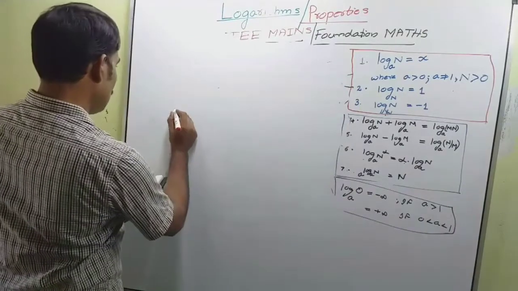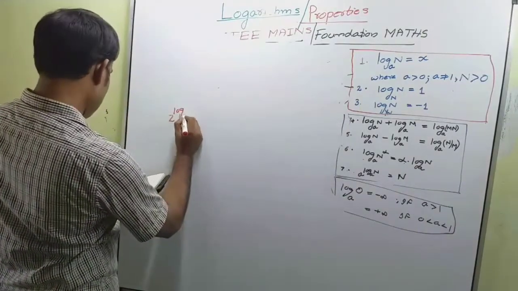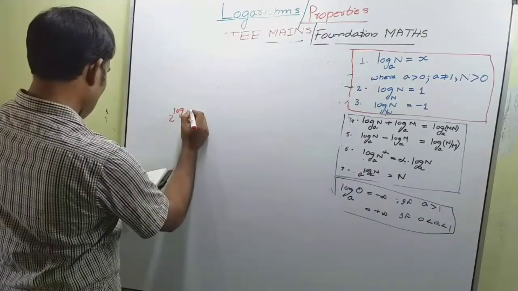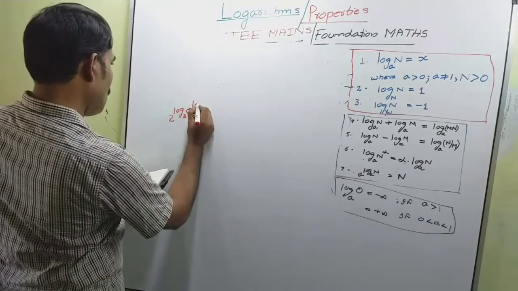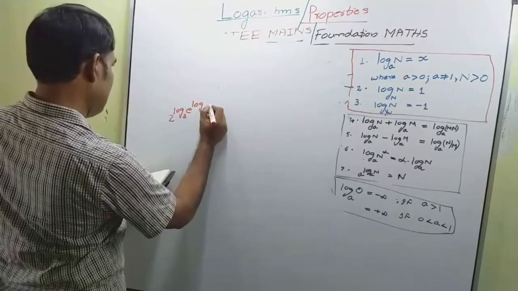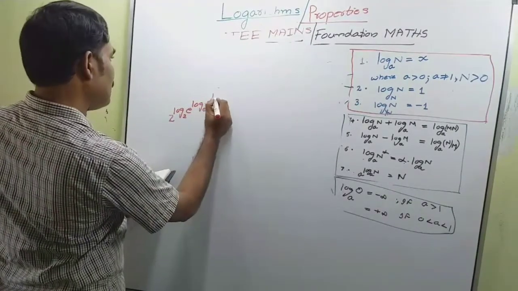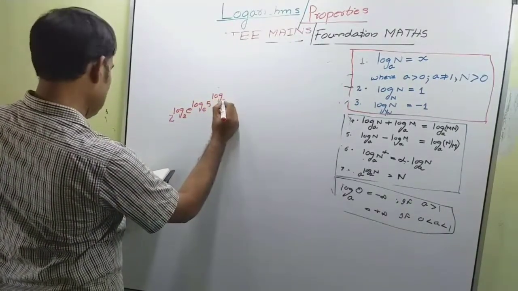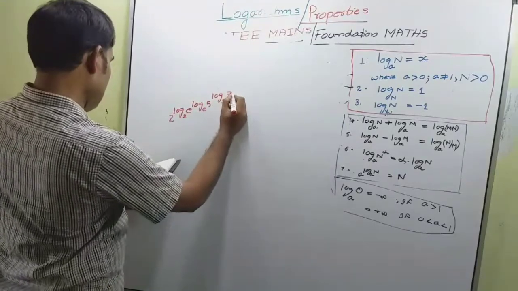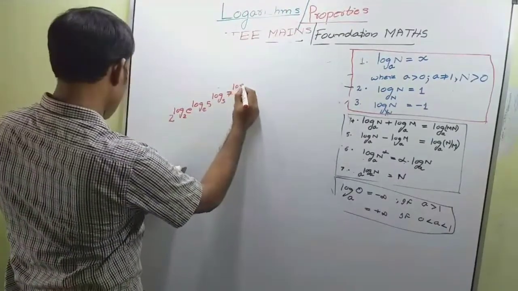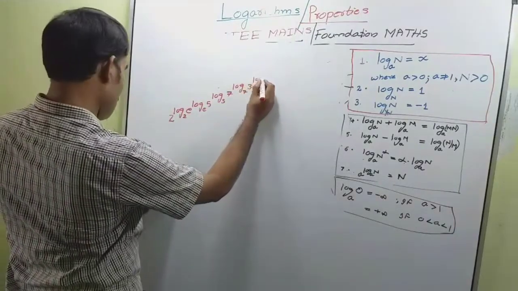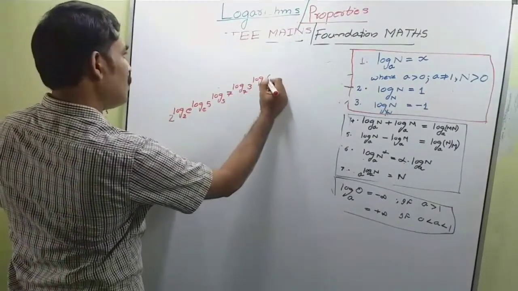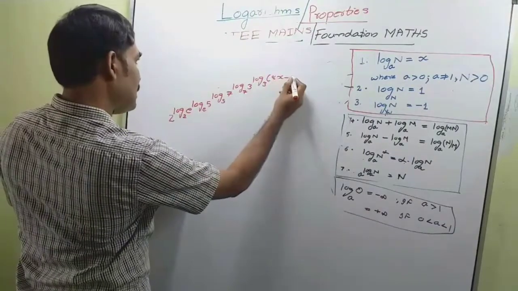2 raised to log base 2, e the power log base e 5. The power of 5 is log base 5 7. And the power of 7 is log base 7 3. And the power of 3 is log base 3 of 8x minus 3.